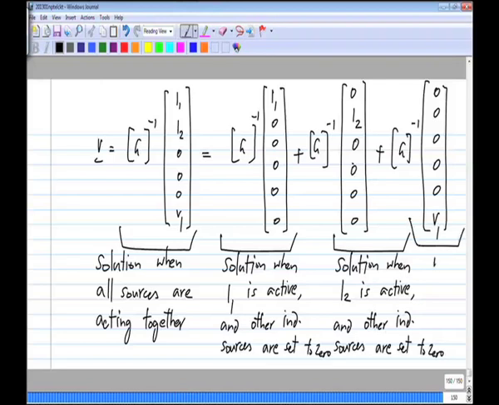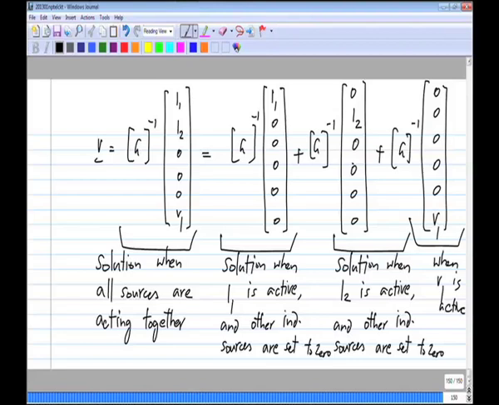And this finally is when only V1 is active and other independent sources are set to 0. So this is the superposition theorem. What it says is, if you have a number of independent sources in a circuit, the solution when all of them are active can be obtained as the sum of solutions when each one is active and all the others are set to 0. Okay, so you can activate the sources one by one and set all the other sources to 0.